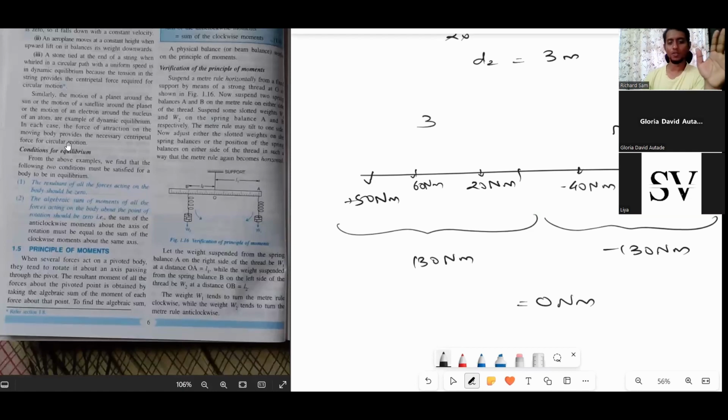So from all this, what you've understood: static equilibrium means the body is not moving at all. There are many forces acting on it, but it's not moving because the total sum of all moments is coming to zero. And dynamic equilibrium means what? It's moving, but it's moving at a constant speed.